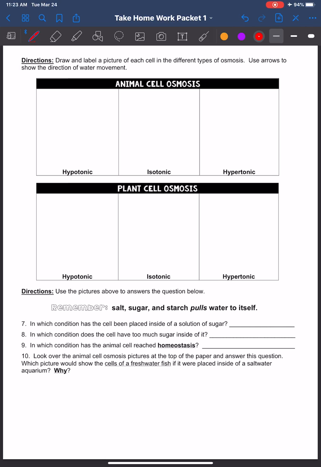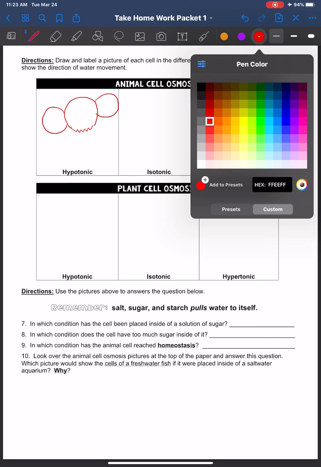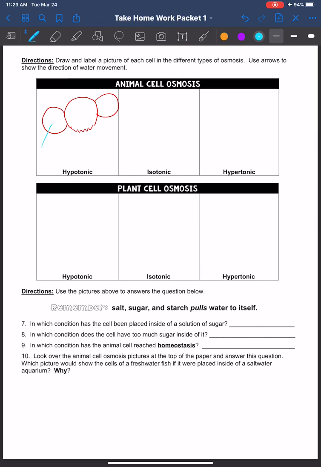Looking specifically at animal cell osmosis, in the notes we looked at red blood cells. For hypotonic, I always emphasize the O because the red blood cells swell up and look like a big round O. So I'm just going to draw a couple little O's here. We know that water is moving into these cells. There's more sugar, salt, or starch on the inside of those cells, which means there's less water on the inside of those cells. So water is moving in, and eventually that cell is going to explode.